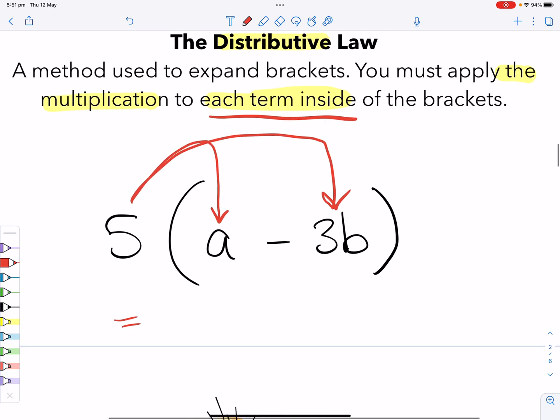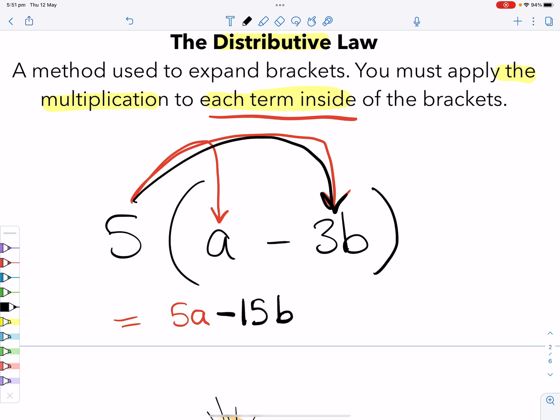So that'll be 5 times the a, that'll be the first step, which gives me 5a. And then I do the second term here, which is 5 times negative 3b. Well, the b is not going to do anything, so it's just going to stay there. Let me just focus on the coefficients, or the numbers. 5 multiplied by negative 3 is negative 15. And so I've expanded the brackets and I've finished it.